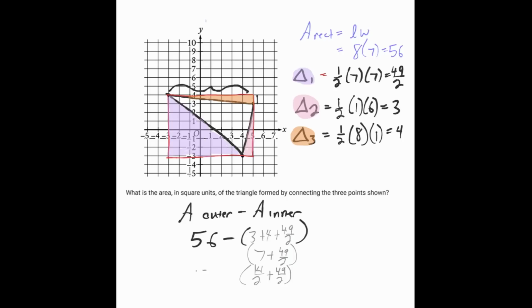So we've got 56 minus 63 over 2. So 56 over 1 is really 112 over 2 minus 63 over 2. So what's 112 minus 63? It's 49. So our answer is 49 over 2, which is the same as 24.5.